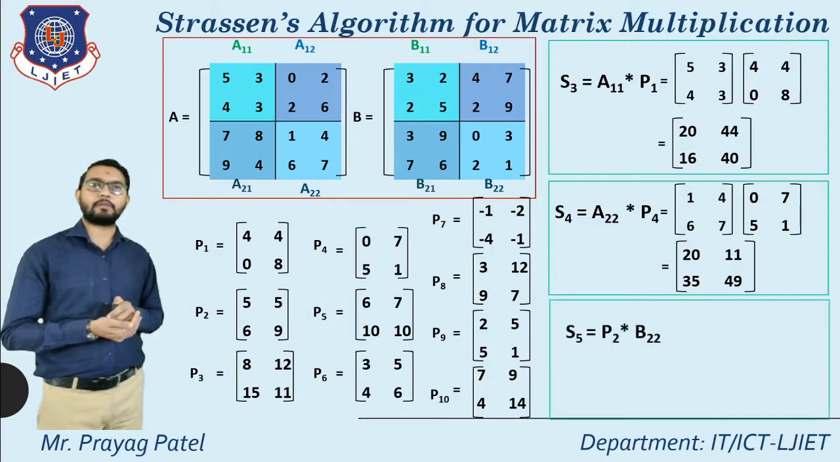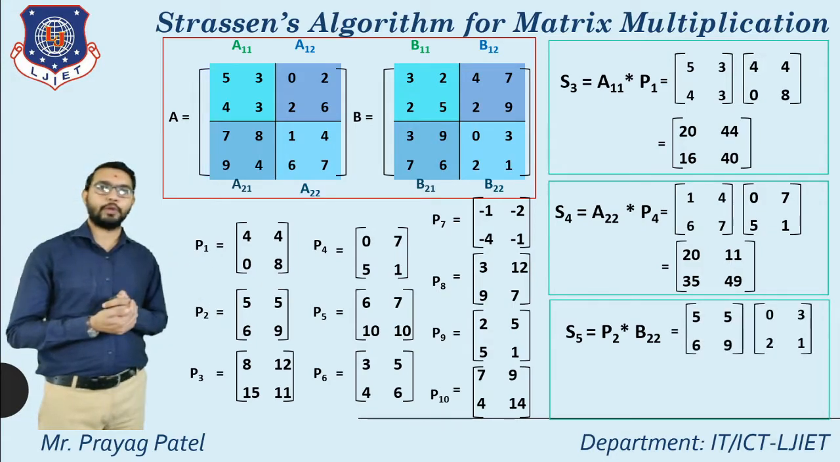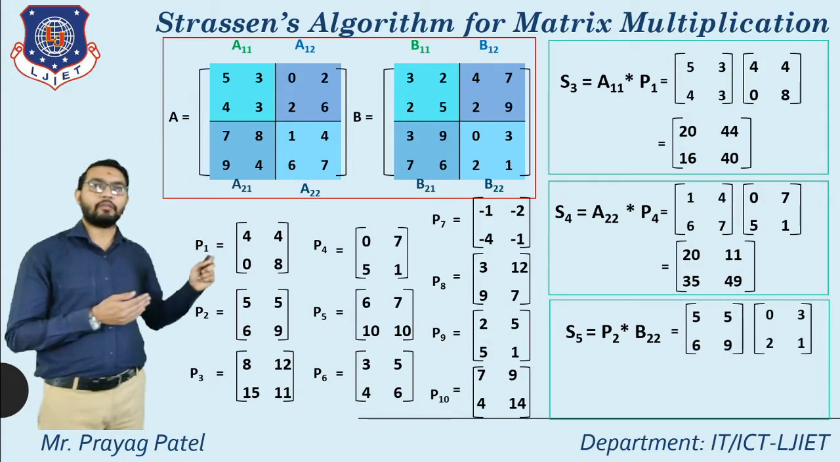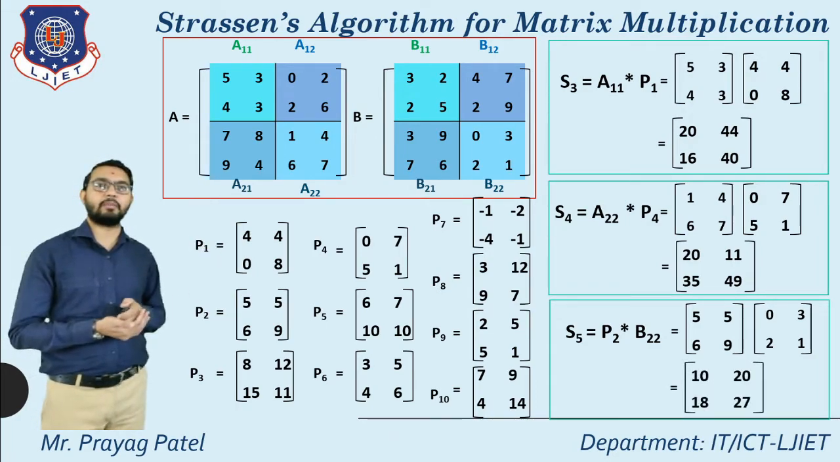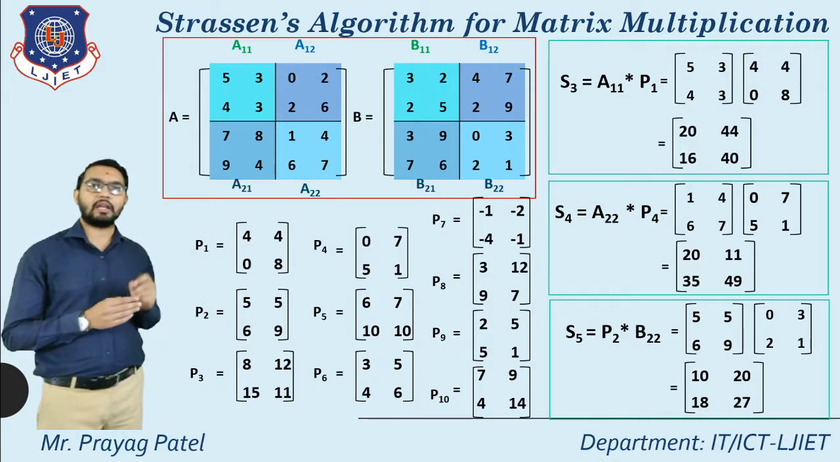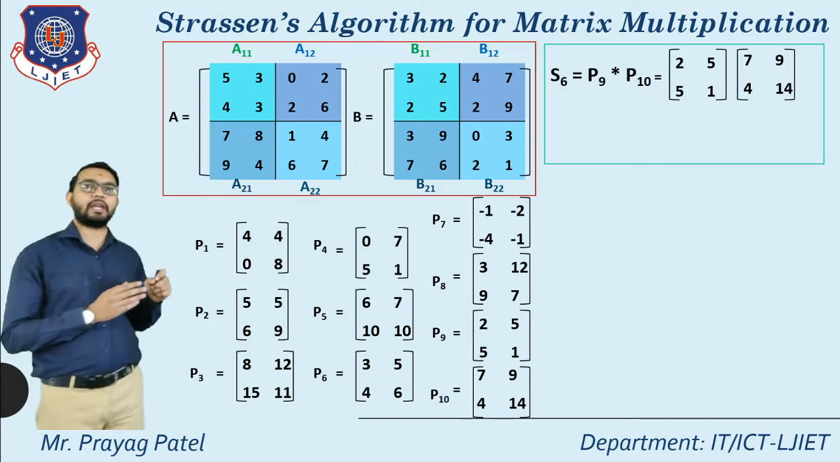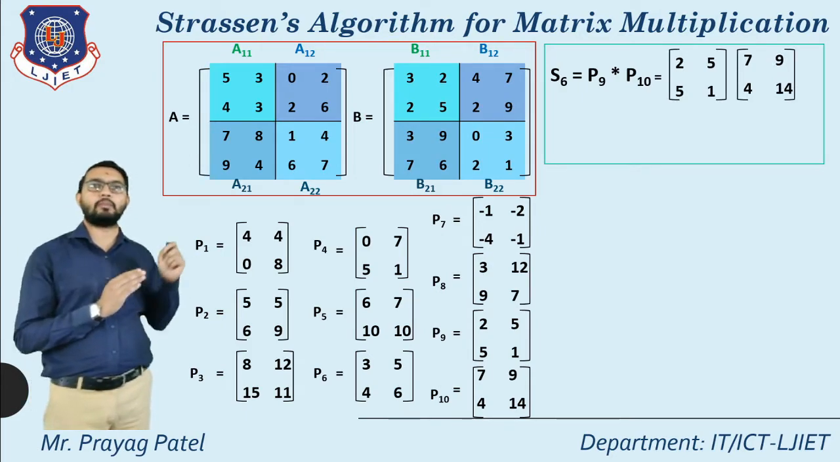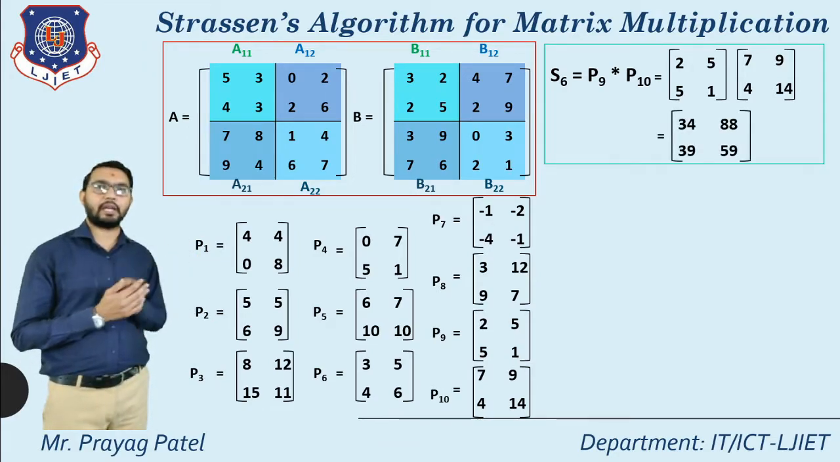Now S5 is found according to P2 multiplied with B22. P2 means 5, 5, 6, 9. B22 means 0, 3, 2, 1. So multiply these two matrices and the resultant matrix is 10, 20, 18, 27. Now next is S6. S6 equals P9 multiplied by P10, meaning 2, 5, 5, 1 multiplied with 7, 9, 4, 14. So the resultant matrix is 34, 88, 39, 59.